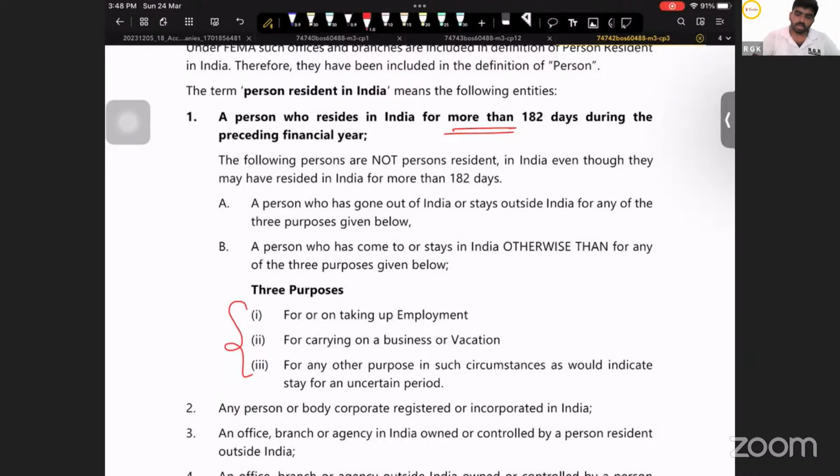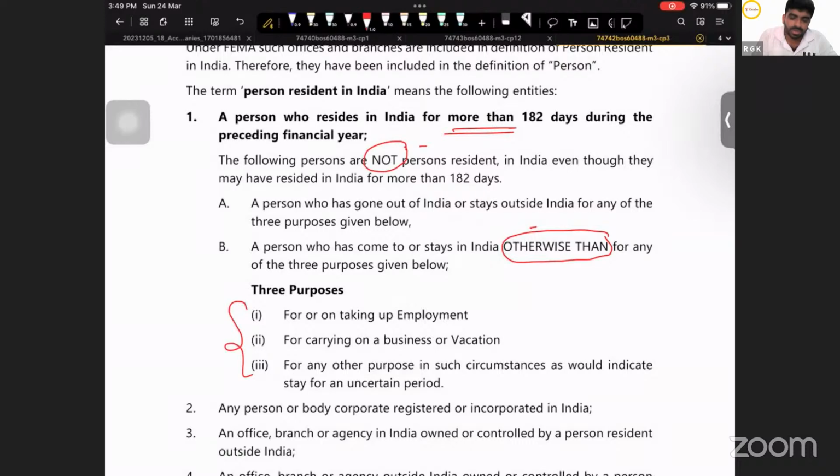A person who comes to India or stays in India, and if he is coming to India for these three purposes, listen to me carefully. If he is coming to India for these three purposes, he will be classified as a person resident in India, because the following persons are not persons resident in India, is what they are saying. Otherwise than, they are saying, so two minuses will be a plus. That means the following persons are persons resident in India if they have come for these three purposes.